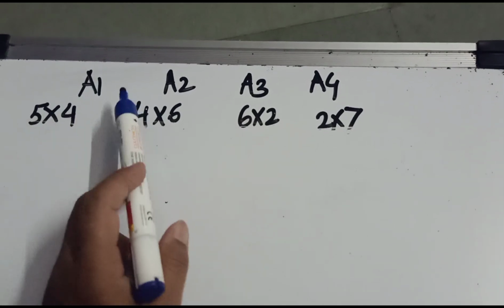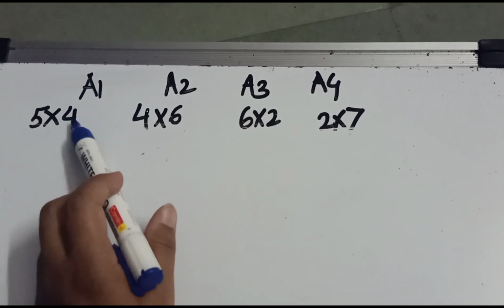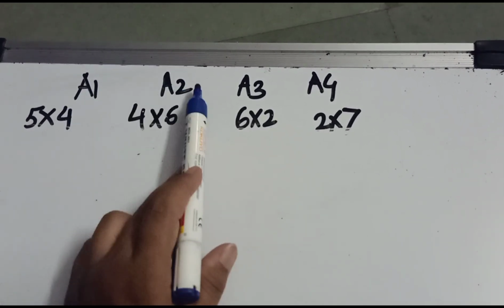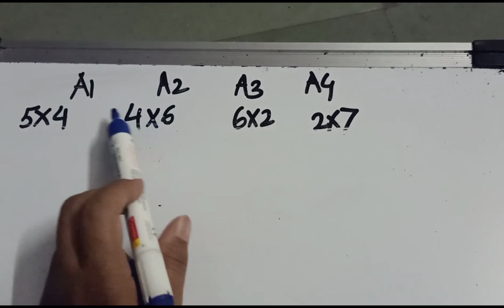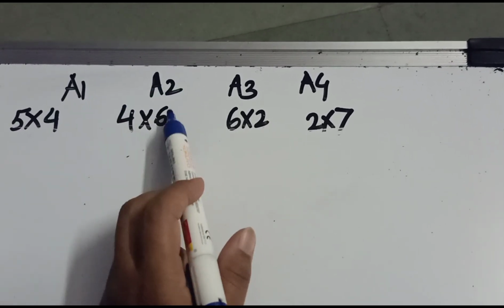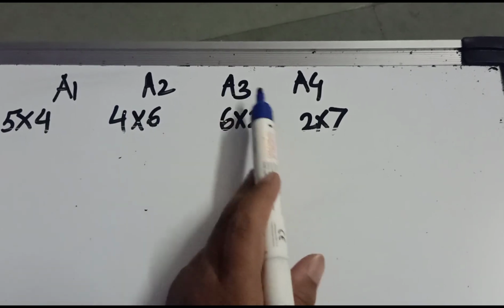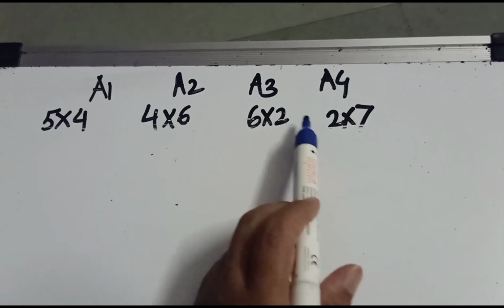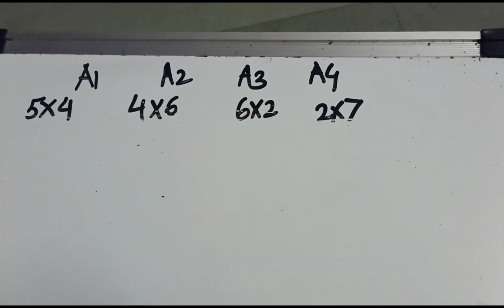The number of columns in matrix A1 is 4 and the number of rows in A2 is 4, so it can be multiplied. Same case here, 6, 6, it can be multiplied. 2, 2, it can be multiplied. So simply we can perform the matrix multiplication here.